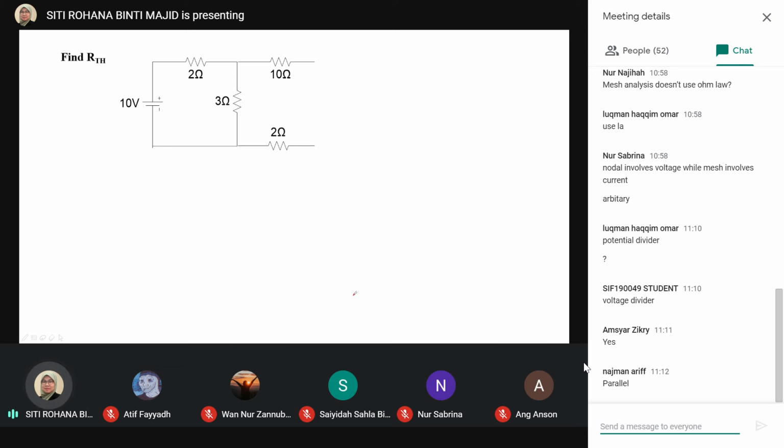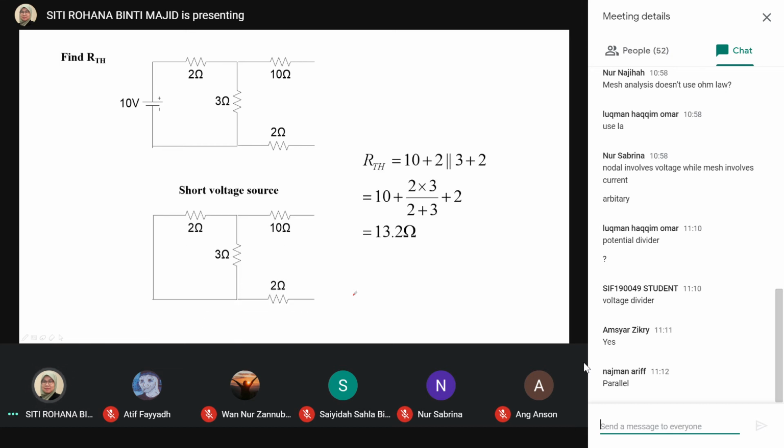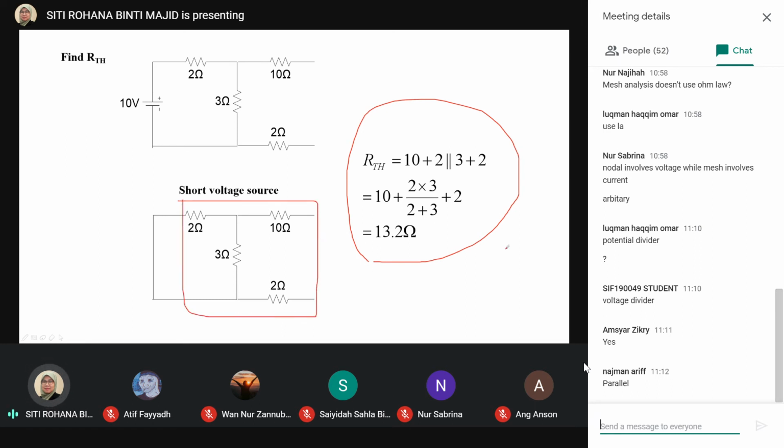Okay, so the next part, if we want to find the RTH, we can redraw the diagram, and then we can short the voltage source, and then we can calculate this RTH as this. Okay, so this one is quite tricky. Which part in this diagram is in series and which part of the resistor is in parallel?